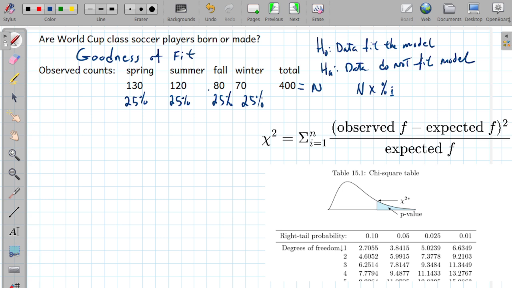So watch out for that, because that has been an exam question. I've seen the context is different, but the idea remains the same. Now, that's easy enough to come up with an expected count. So the expected counts then, 25% of 400 is easy. That's just 100. So that's what we're going to put in here.